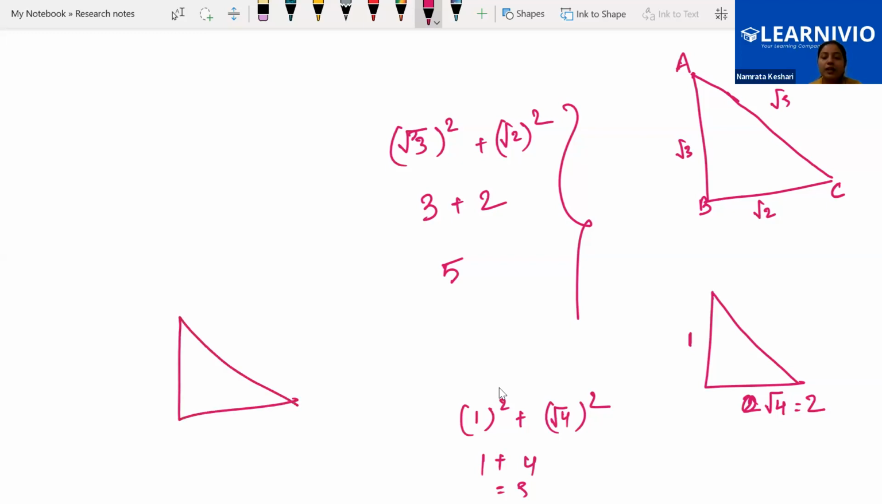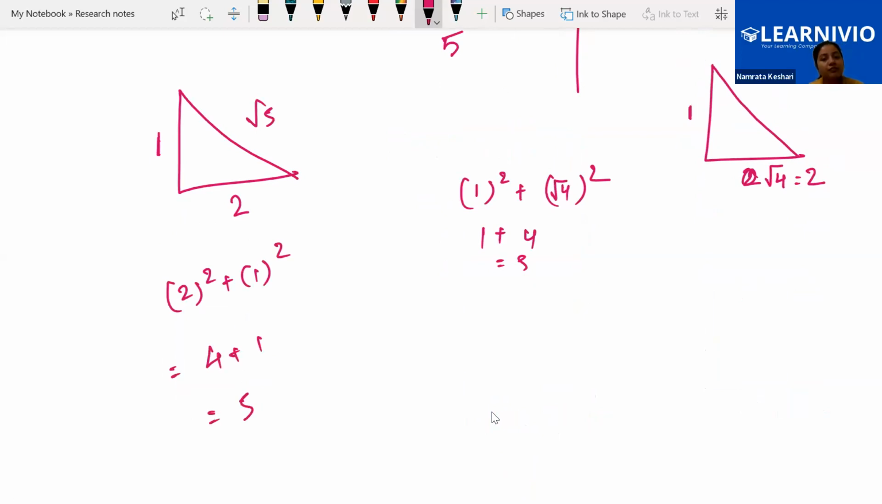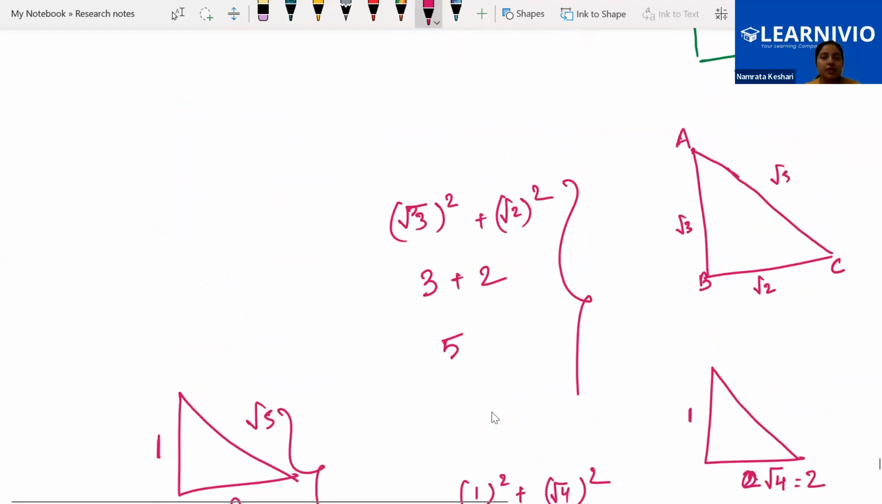So if we have to locate root 5, we can go this way also. We can take one side as 2 units and another side as 1 unit. Then the Pythagoras theorem: 2 square plus 1 square is equal to 4 plus 1 is equal to 5. This is AC square, and AC is root 5. So this one is comparatively easier than the other one, right? By following your way, ma'am, yes, we are going to get root 5.